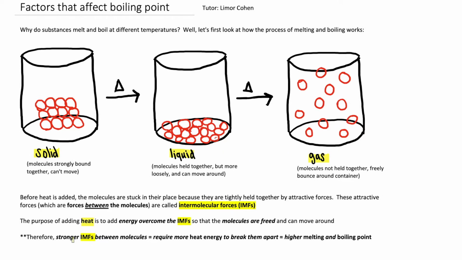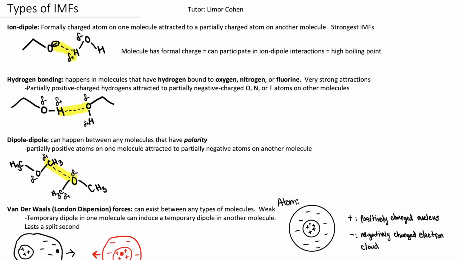So it makes sense that the stronger the IMFs are between the molecules, so the stronger the molecules are held together, the more heat is required to get our substance to boil, so there will be a higher boiling point. If we want to compare different substances' relative boiling points to each other, we first have to understand the types of intermolecular forces that can exist between molecules and their relative strengths compared to each other.